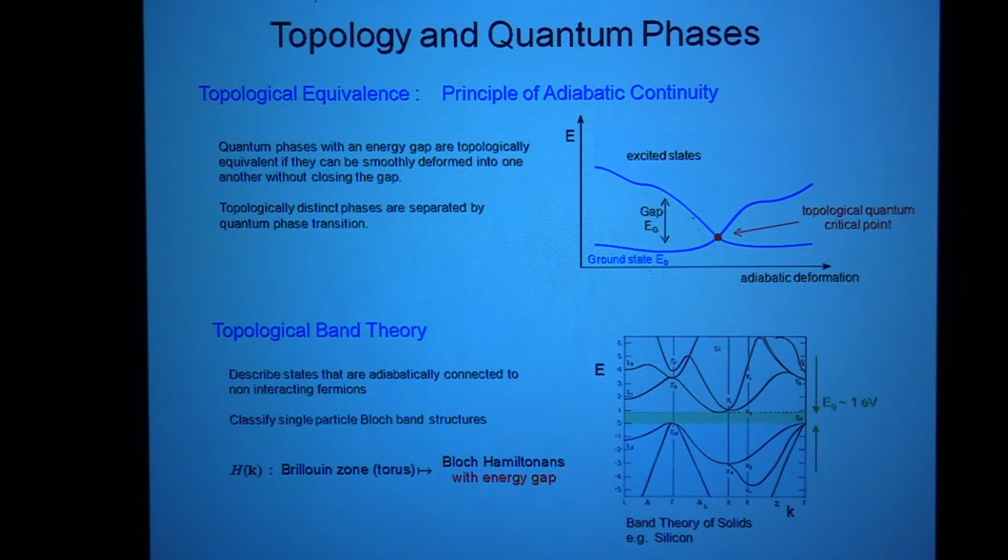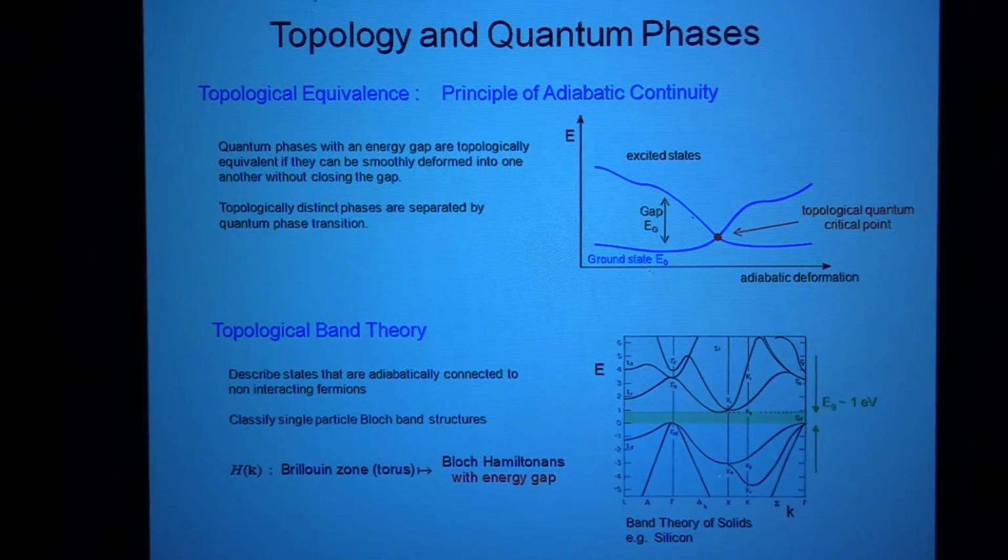And so in band theory, which I'll say a little bit more about, one wants to understand the eigenstates for a single particle. And in a crystal, one can think about the Hamiltonian as a function of momentum. I can think of the Hamiltonian as a mapping from the Brillouin zone, which is a torus, onto the Hamiltonian that has an energy gap.